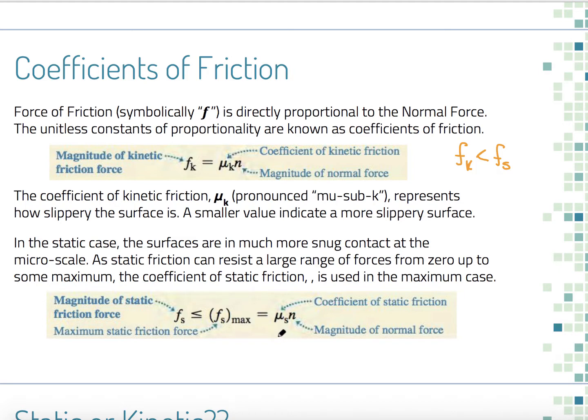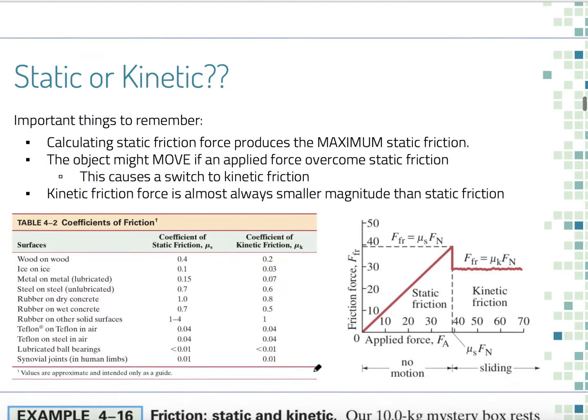For static friction, it's a little more complicated because if you see in this, our static friction is actually only calculated as a maximum static friction. So this is the maximum force that friction can provide to resist moving. So let's see how that works.